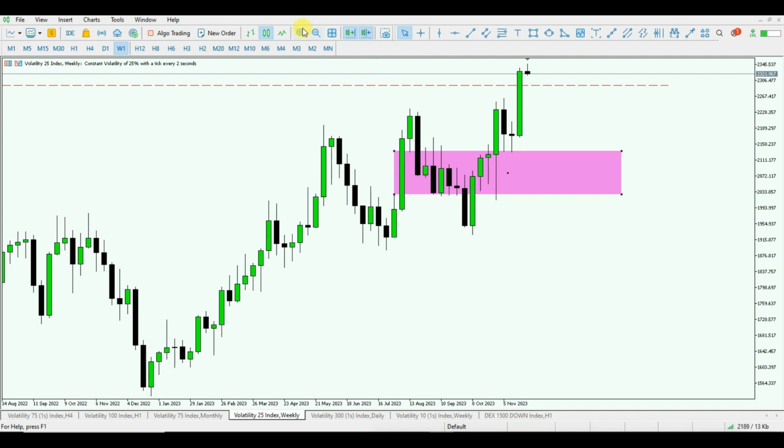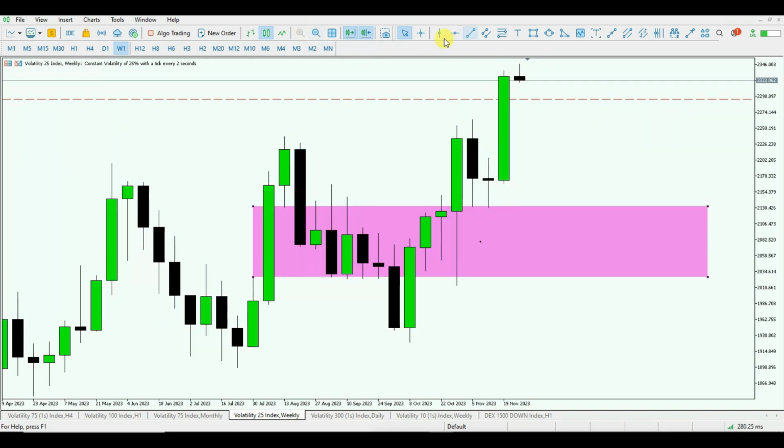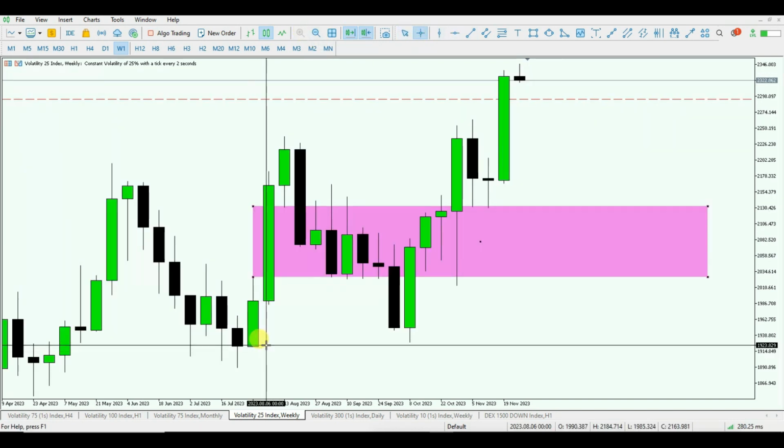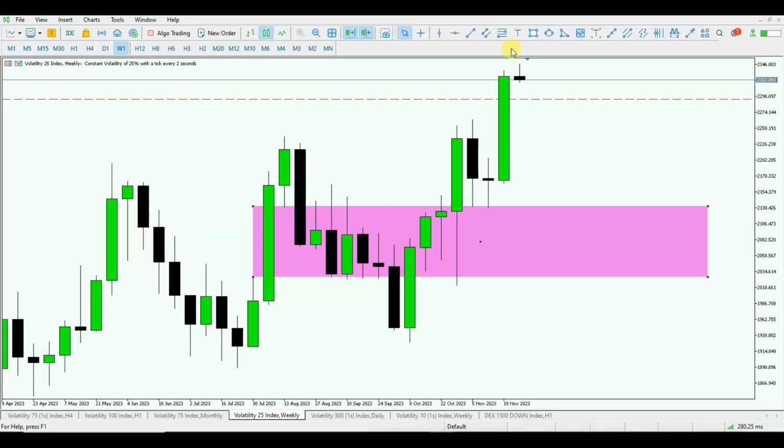So here, let me zoom out for you to see that in actual fact, sorry, I was looking at this side instead, that there was an inefficiency in here. Okay, so price had to dip into this inefficiency as well, and then it rallied back up.